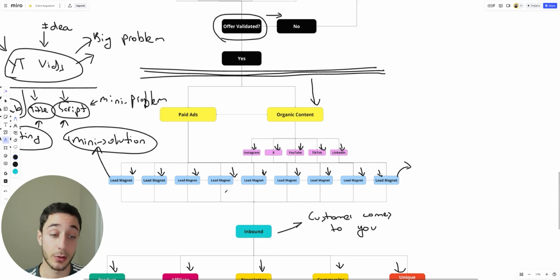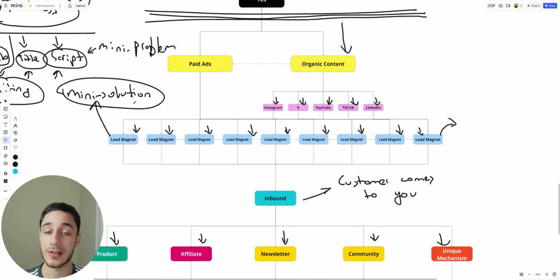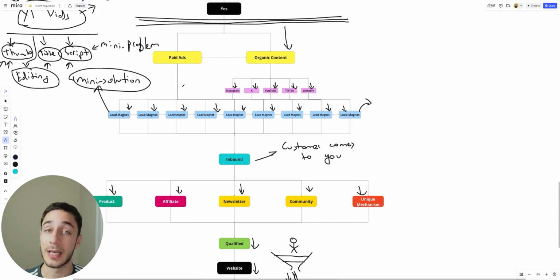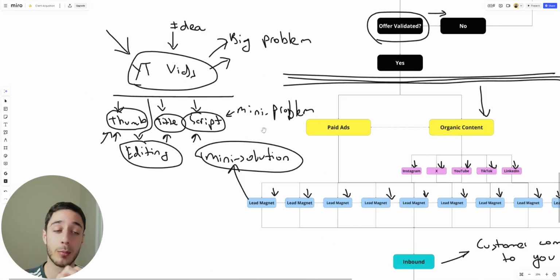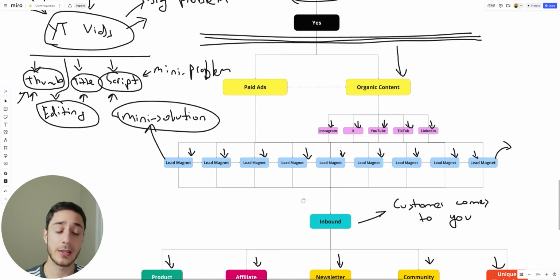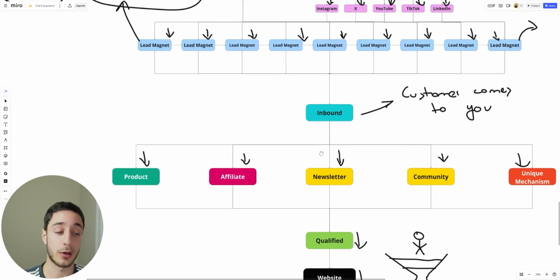And then after that, what I would do is actually take a look at the lead magnets. We talked about lead magnets. They're many solutions to our many problems, right? So the big problem that we're solving for will have a lot of many problems that we have to address. And what we want to do is create free solutions, right? These many solutions for these many problems. And the main goal for these many solutions is to lead these folks to either a newsletter, an affiliate, a product page, a community, or some other unique mechanism to get their contact information.